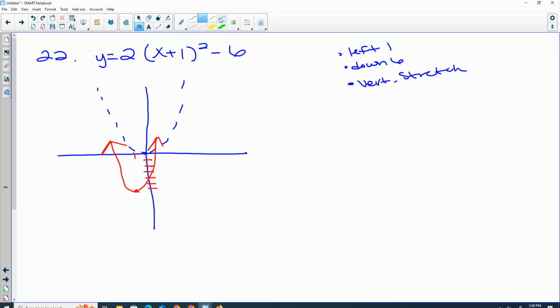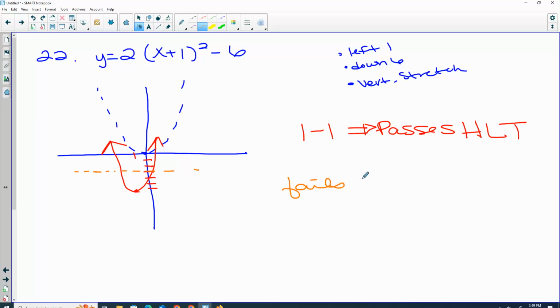If it is 1-to-1, 1-to-1 means, yes, function is vertical line test. 1-to-1 is horizontal line test, which says if you can draw a horizontal line that hits this graph more than once, it's not 1-to-1. And we can draw a lot of them, right? Are parabolas ever 1-to-1? No. So this fails the horizontal line test. So it is not 1-to-1.